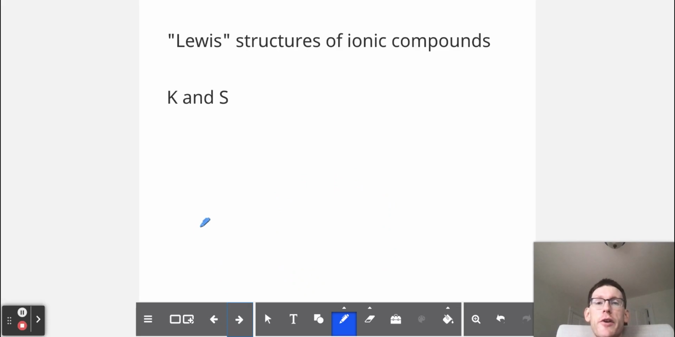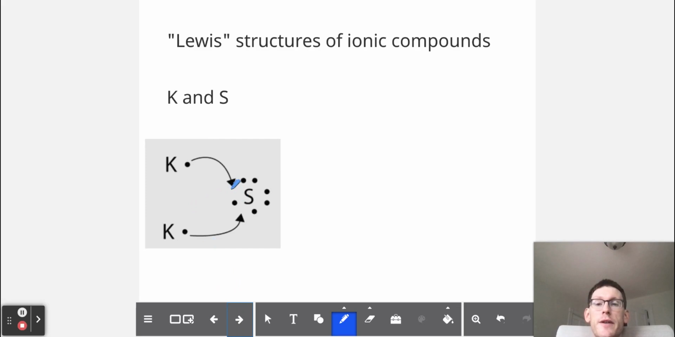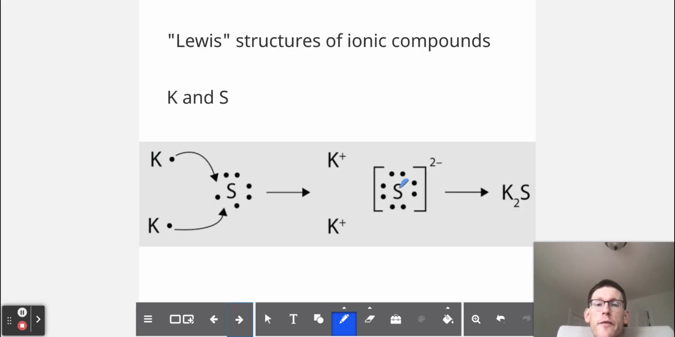On now to Lewis structures of ionic compounds. So if we have potassium and sulfur, potassium has one valence electron and sulfur has 6. K needs to lose that valence electron, and sulfur needs to gain 2 valence electrons. So we can say that two potassium atoms each will give an electron to the sulfur, which becomes -2, the potassiums each are +1, and having satisfied the octets for all, we can say that the formula is K2S.